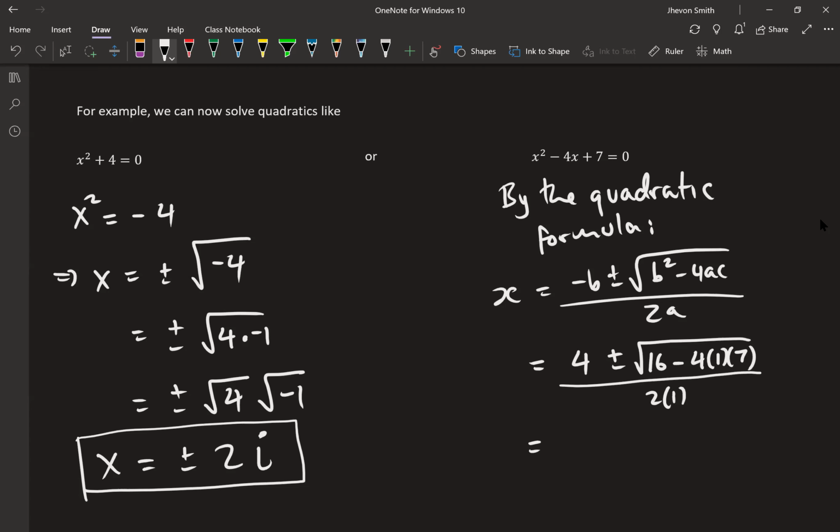So you're going to notice that this is going to be 4 plus or minus the radical. Now that is 16 minus 4 times 7. So that's 16 minus 28, right? So that's going to be what? It's minus 12.